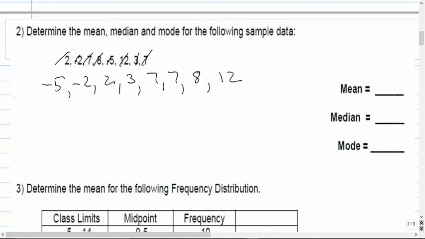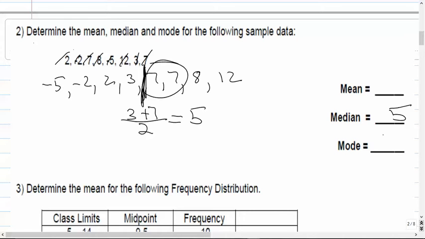So I sorted it. The median is the number in the middle. So again, choosing the number in the middle, 1, 2, 3, 4, 5, 6, 7, 8, there are 8 data values. So there is no number in the middle. And so in that situation, I take the 2 middle numbers and I average them. So the median is 5. The mode is the number that occurs the most. So the mode is 7.